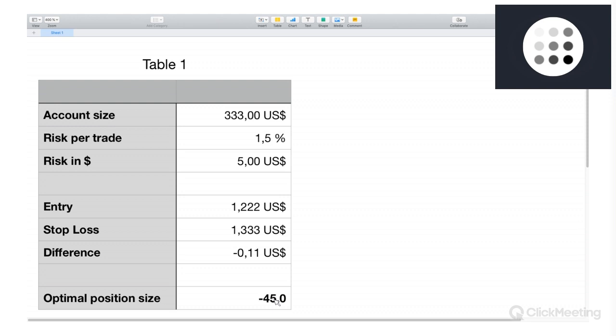So you can only trade 45 pieces of this currency pair if you want to trade this with a tiny account of $333 and a huge distance between entry and stop loss level. This is the reason why the optimal position size is so tiny, because the stop loss level is so far away from the entry level. So this is the only reason.